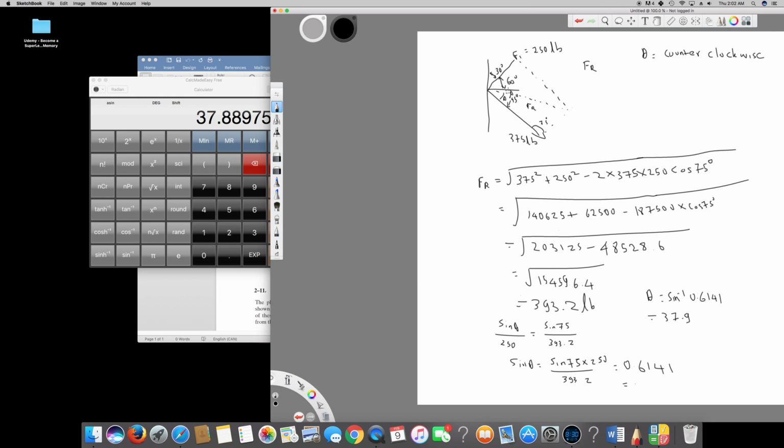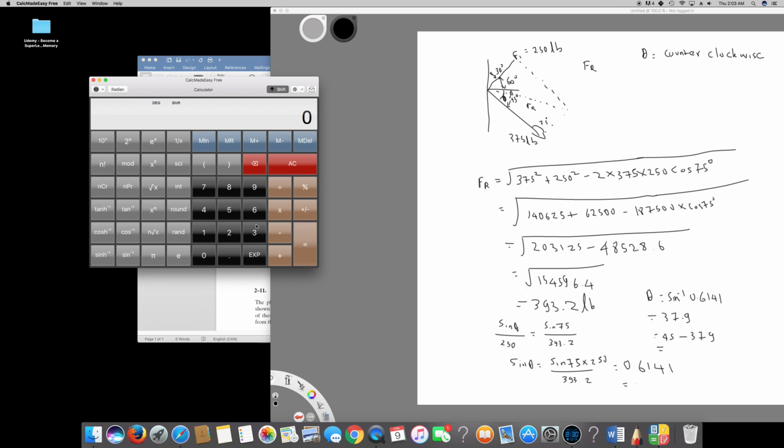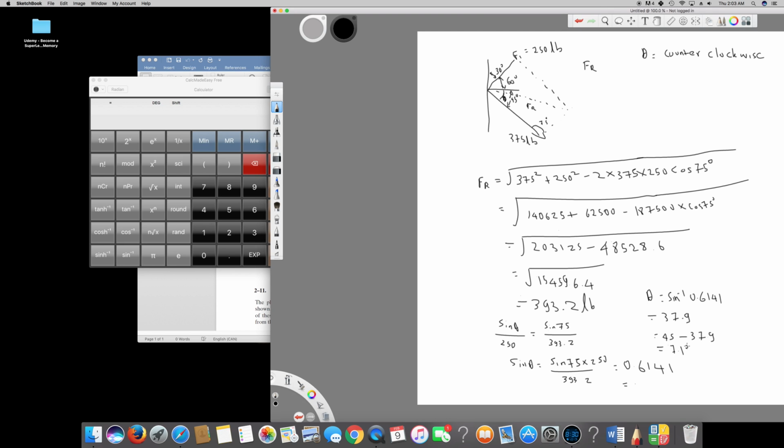So first of all, we found the angle theta. So in order to find the angle that this resultant force makes with the horizontal, I have to deduct this 45 because I have counted this with 45, right? So I have to deduct this 45 degree to find that angle. So 45 minus 37.9 is going to give me 7.1 degree. We are not done yet.